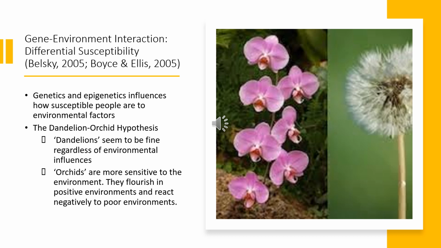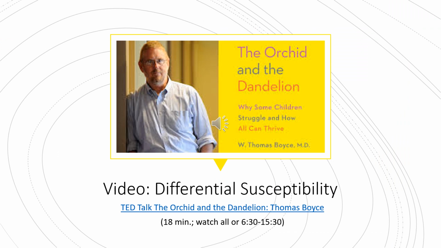Thomas Boyce was one of the developers of the differential susceptibility framework, along with Jay Belsky and Ellis. And so if you have time to watch the whole 18 minutes of the TED Talk, please do. And if not, watch the segment suggested on the slide.